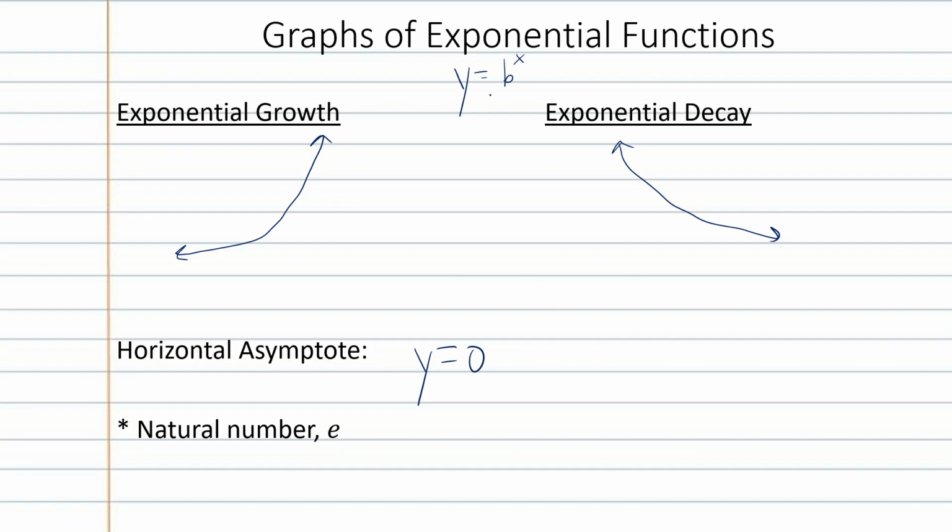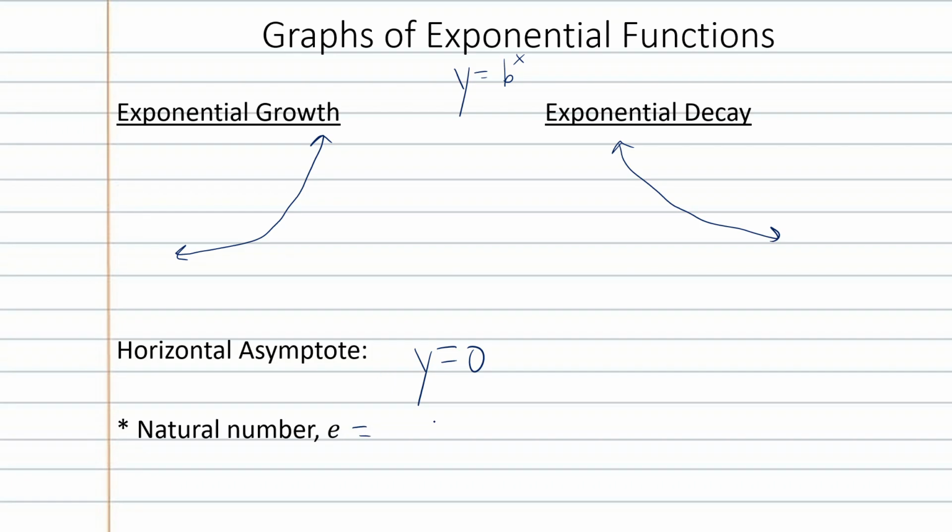Now, you can do some more advanced stuff where you have a base raised to an exponent, and you have a constant a multiplied out front, and then you have a constant c that you're adding or subtracting from it, and that will adjust where that horizontal asymptote is. But for the very basic exponential function y equals b to the x, you have a horizontal asymptote at y equals 0.